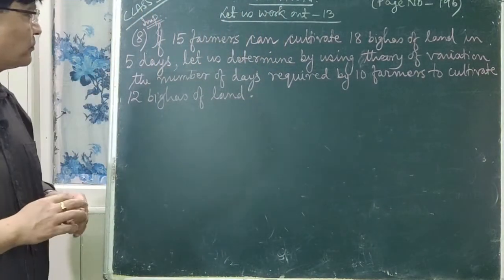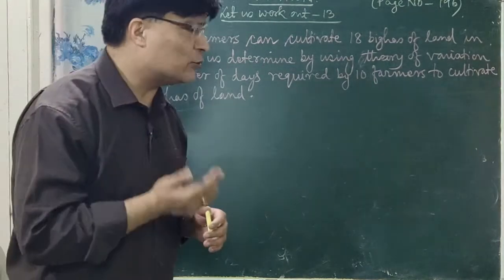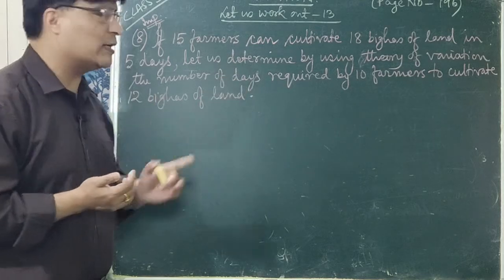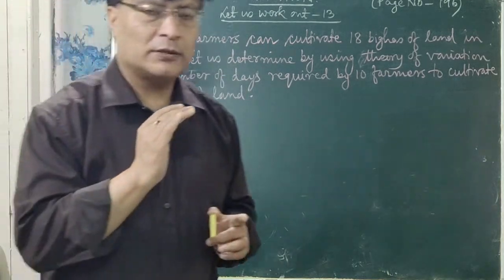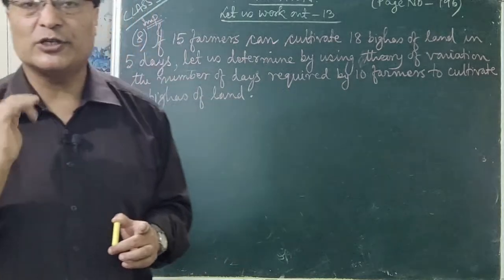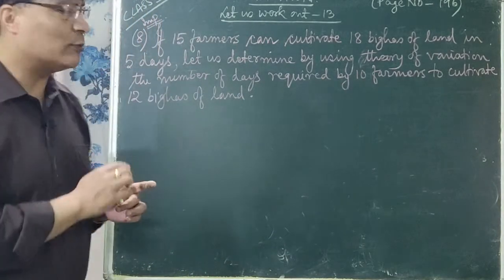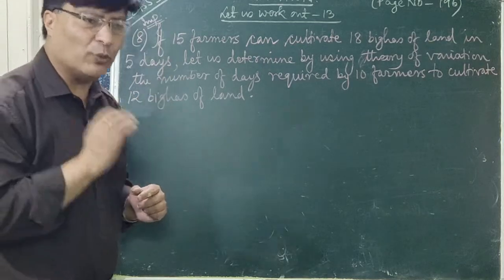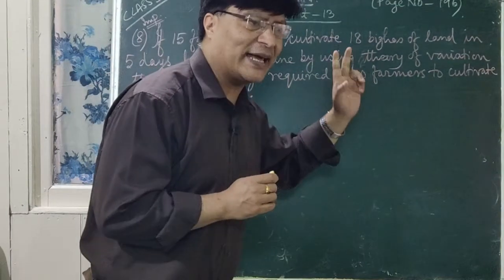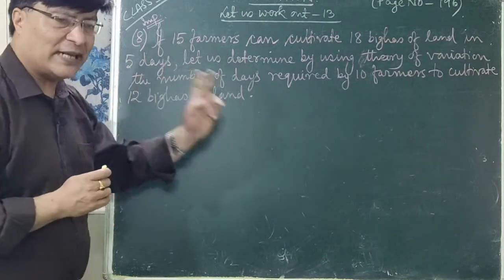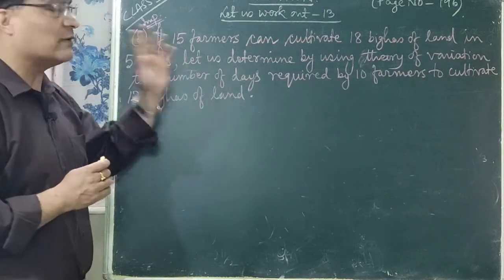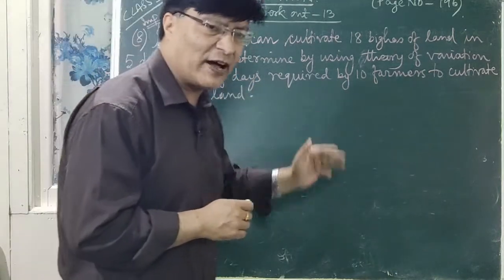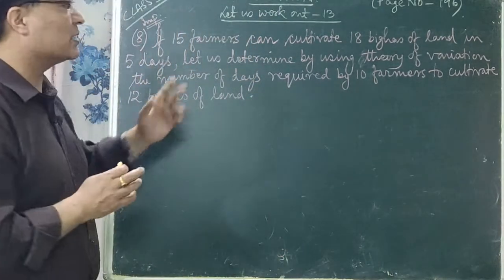So let us determine by using theory of variation the number of days required by 10 farmers to cultivate 12 bighas of land. We use theory of variation here. What do we have to find out? You have to get the number of days, you have to find out the number of days in which 10 farmers can cultivate 12 bighas of land. So how many days will be required by 10 farmers to cultivate 12 bighas of land?